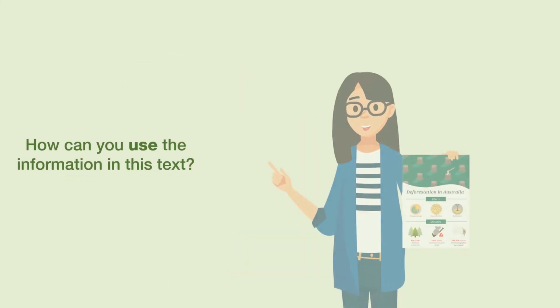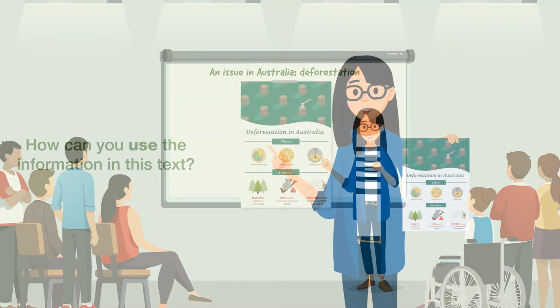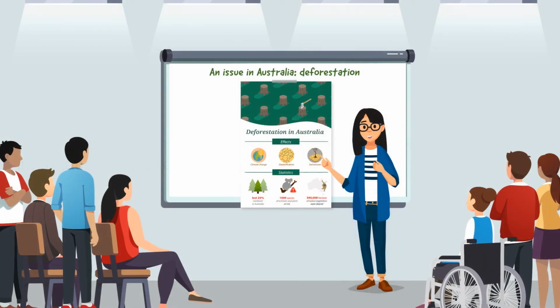How can you use the information in this text? I've chosen 3 main effects of deforestation, and I'll paraphrase them for my poster. I can also quote the statistics to provide evidence.